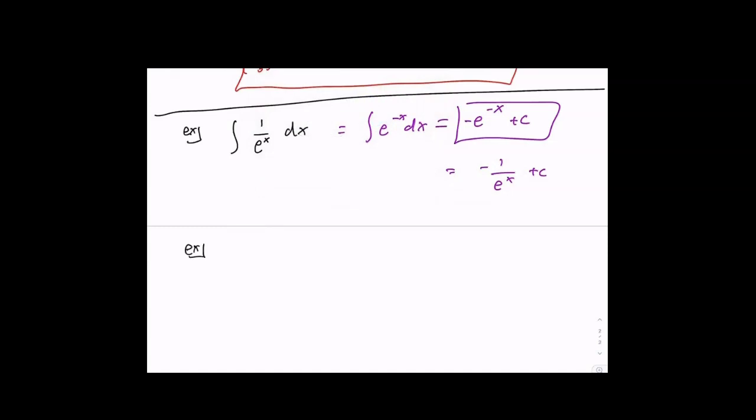See how we do with this example? The integral of x e to the x squared dx. What do I do?